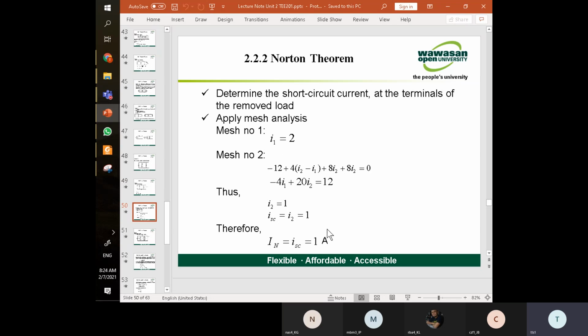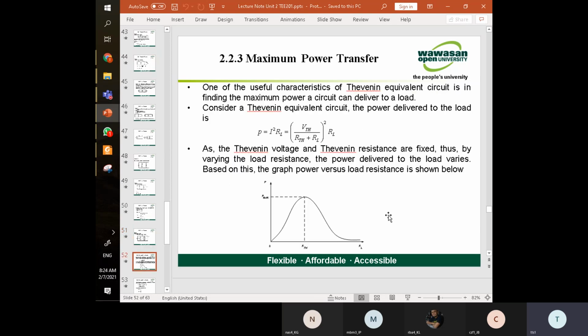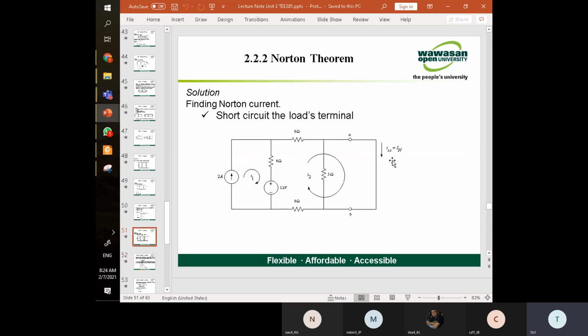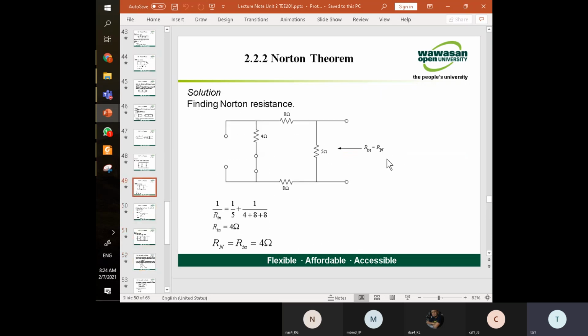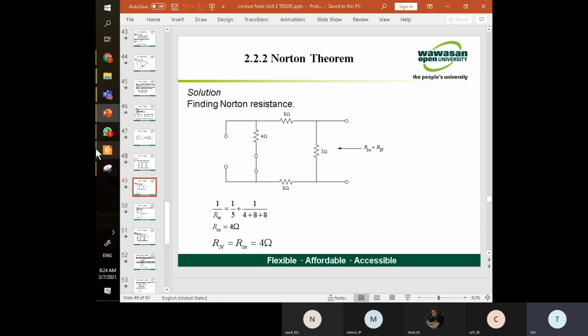Okay, later on we use circuit analysis to find the currents. We find the short circuit current here. We put everything in here. Okay, then we find the short circuit current. Short circuit current is the Norton current, right? Okay. So after that, you can find many examples online.